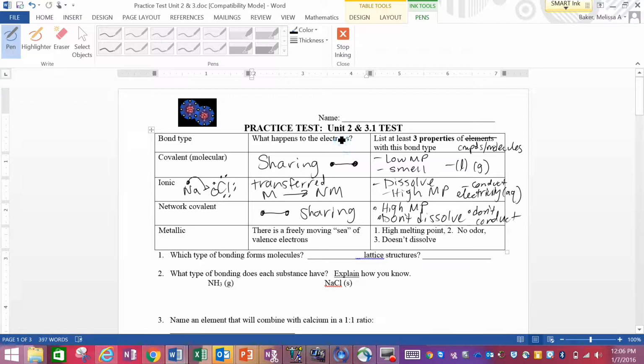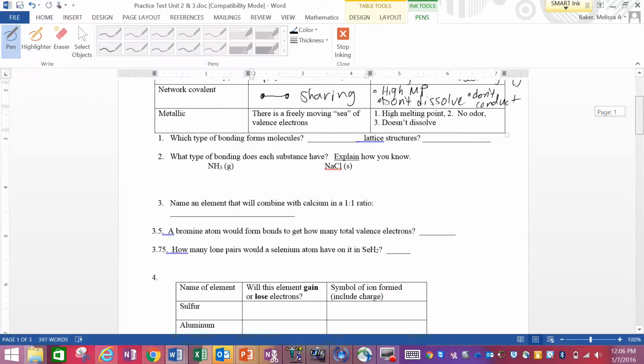Metallic, it fills this one in for you. There's the sea of electrons. So a bunch of metals bring their electron and they move all about. Okay, metals have a high melting point. They're hard to melt. They don't smell, they don't dissolve. Think about like a copper penny.